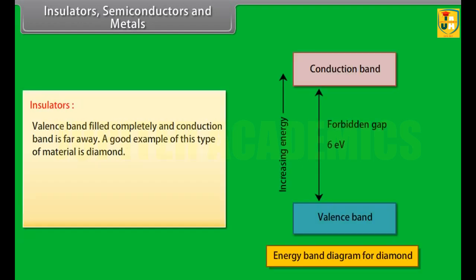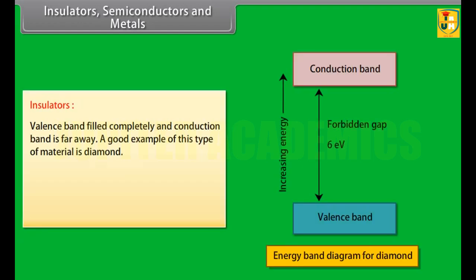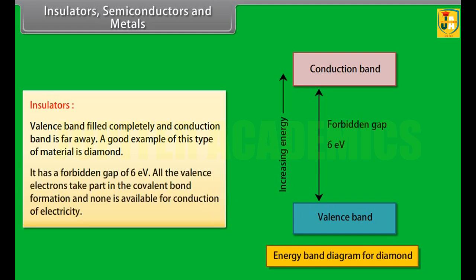Insulators. Valence band filled completely and conduction band is far away. A good example of this type of material is diamond. It has a forbidden gap of 6 electron volts. All the valence electrons take part in the covalent bond formation and none is available for conduction of electricity.